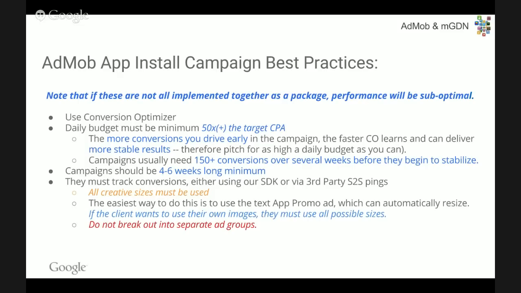Second one, what is my budget and that I need to establish from day one? This is very easy. If you have a target CPI of €1, don't try to put a daily budget of 15, because after 15 conversions, the campaign will stop. We encourage to use at least 50 times your target CPA from the beginning. And this will allow conversion optimizer to find conversions at the beginning.